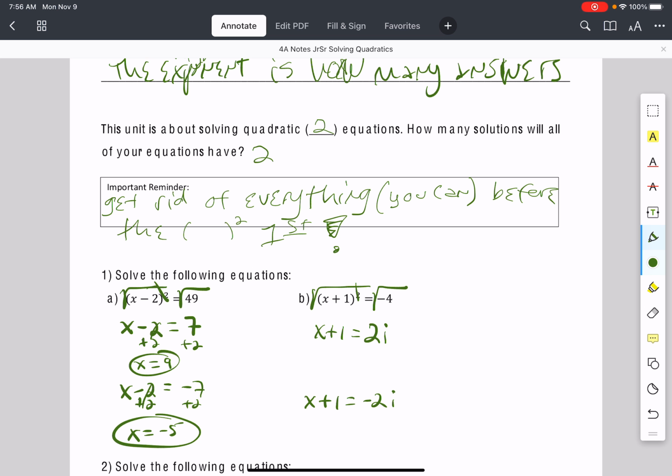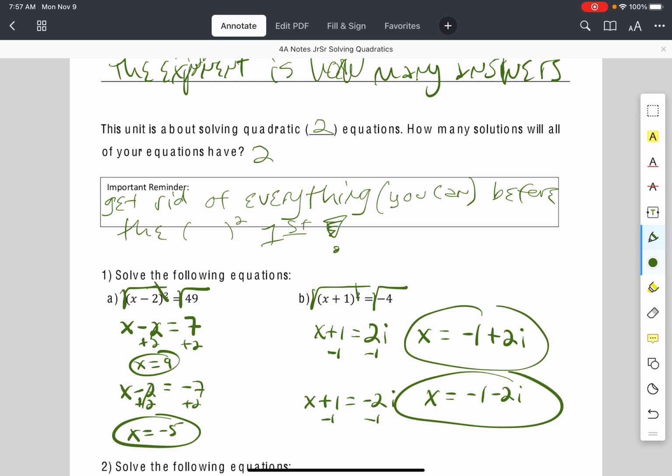Minus 1. Good. Now, on the last one, I could actually combine these numbers because they were the same. But in this one, they're not. One's real and one's imaginary. So that's as simplified as I get. I can't combine things that aren't like terms.